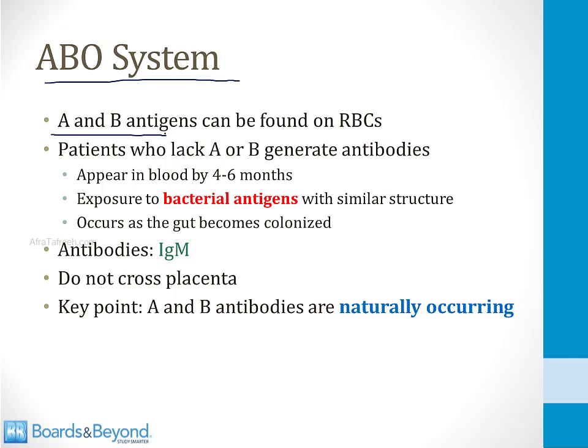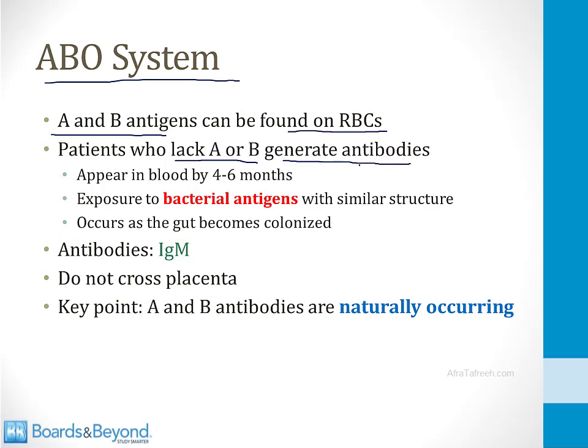The A and B antigens are two antigens that can be found on red blood cells. Now, if you have the A or B antigen on your red blood cells, you will not develop antibodies against these antigens. If you did, that would lead to autoimmune destruction of the red cells. However, patients who lack the A or B antigens do generate antibodies against these antigens, and this has important consequences when you want to transfuse blood from another person.